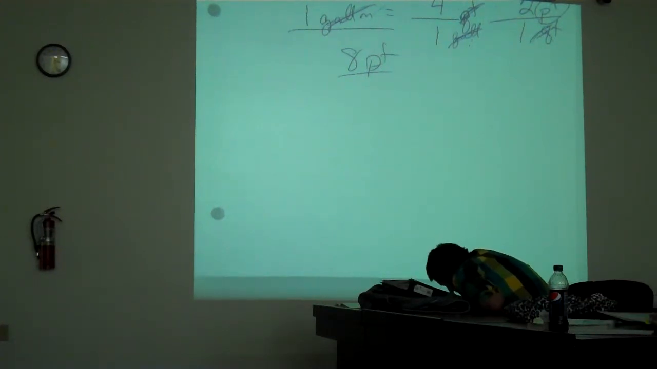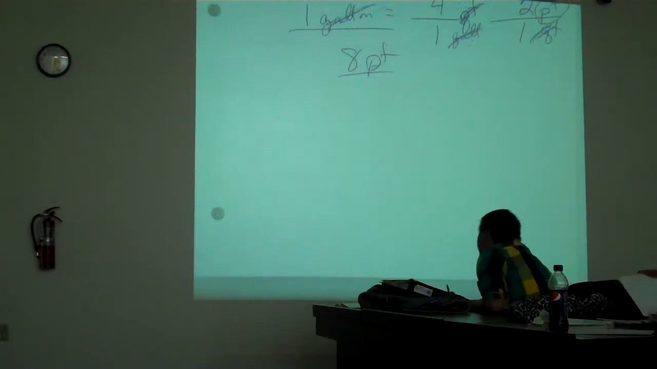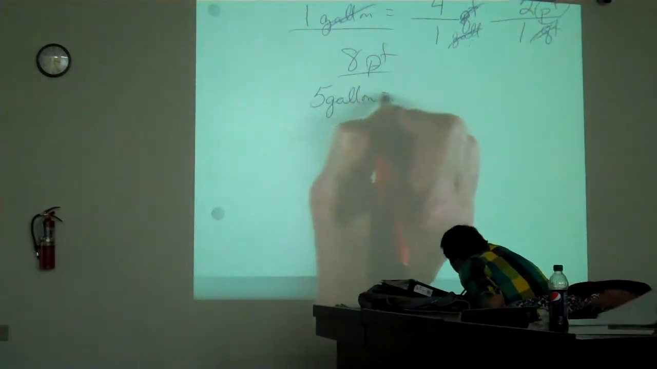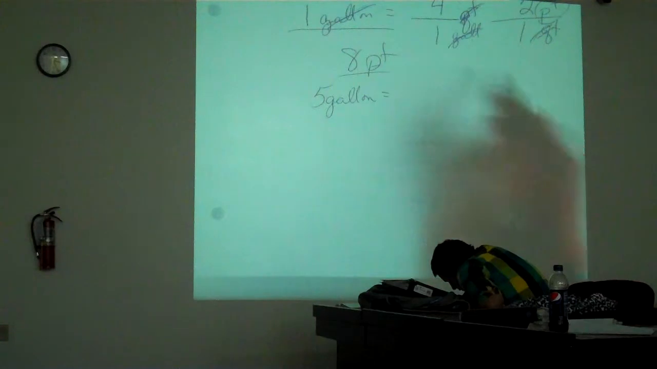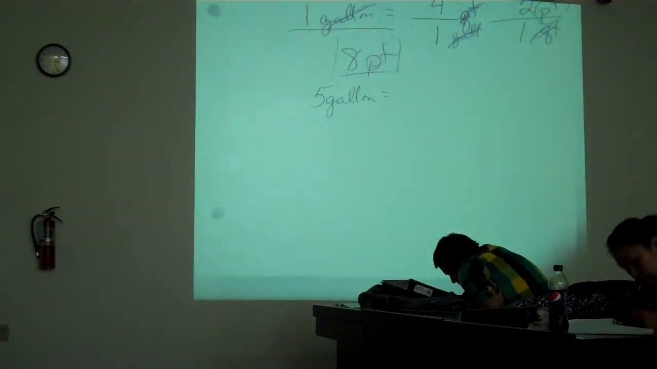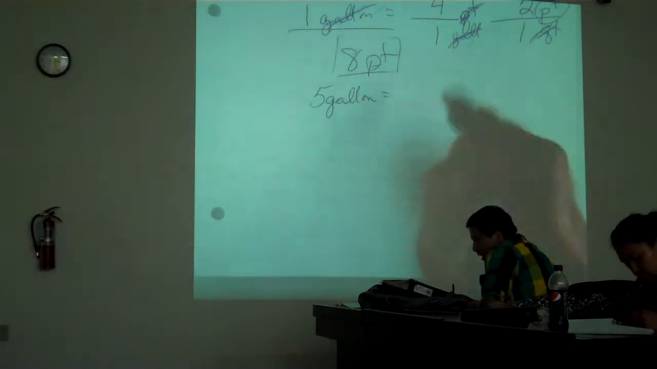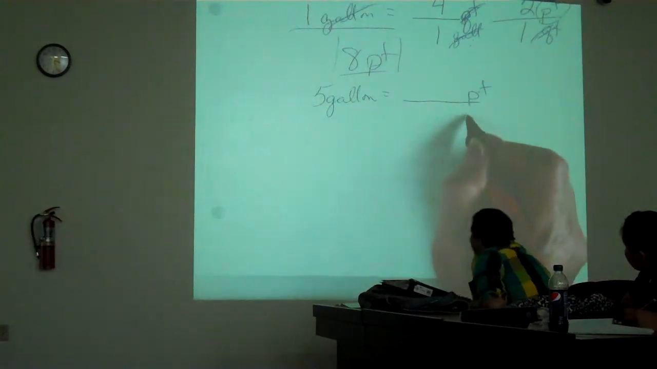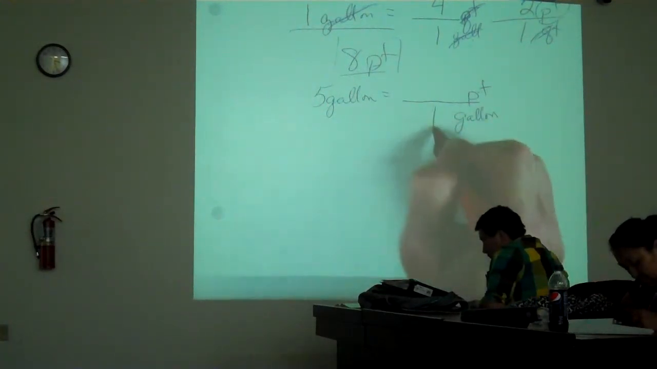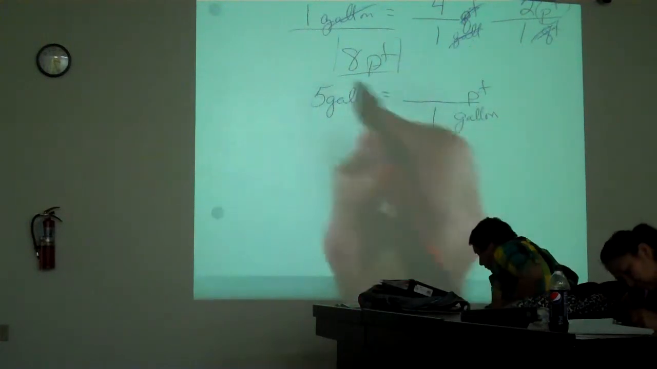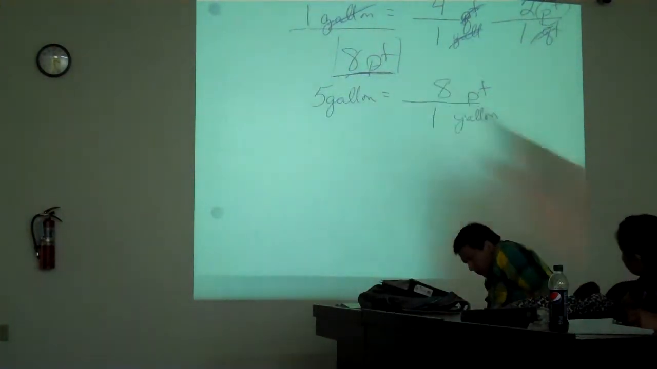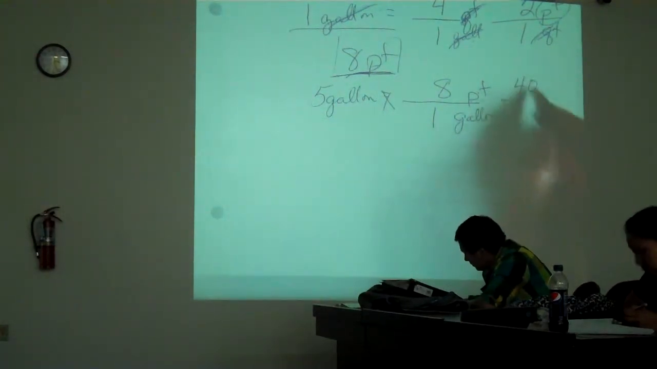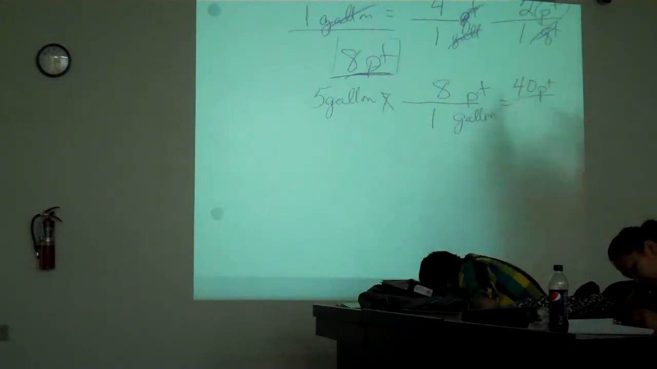How about, let's say we have 5 gallons. If we want to know how many pints that is, now that we've found this, we can use that. Since we know how many pints are in a gallon, we want to know how many pints are in 5 gallons, we can put it like this. 1 gallon is how many pints? 8 pints. We just figured it out. So multiply 5 times 8 is 40. 40 what? Pints. Right.